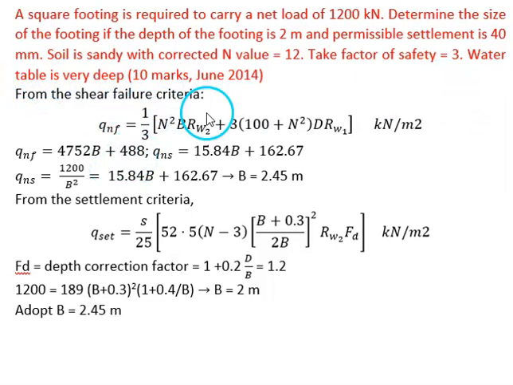So from the shear failure criteria, by taking Teng's equation, we will be getting the width of the footing as 2.45 meter, and from the settlement criteria of the Bowles equation, we will be getting the width of the footing as 2 meter. We will be taking the higher dimension as the size of the footing, that is 2.45 meter.